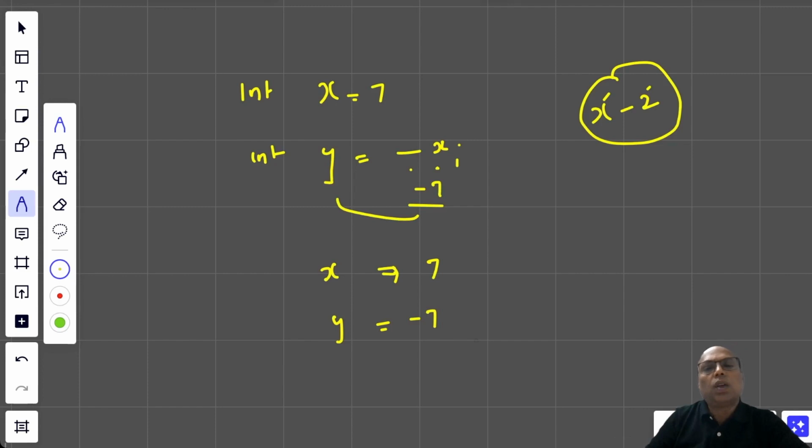Now, this is a unary minus. So the minus always has to come before the operand. It can't go after it. You can't write it like this, x-. It can't be written.